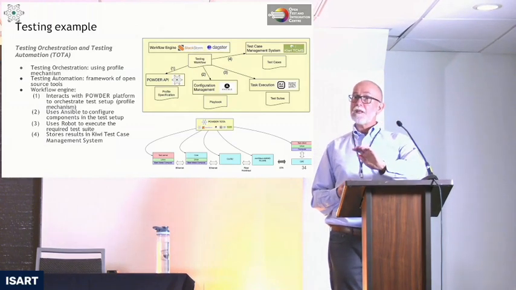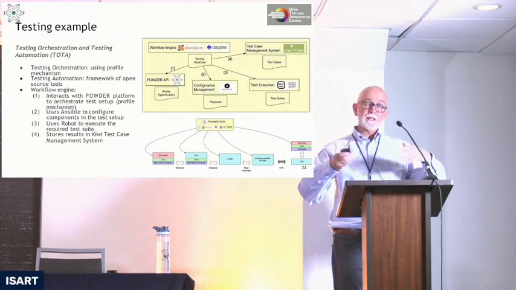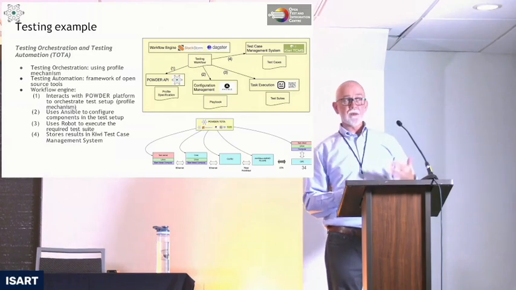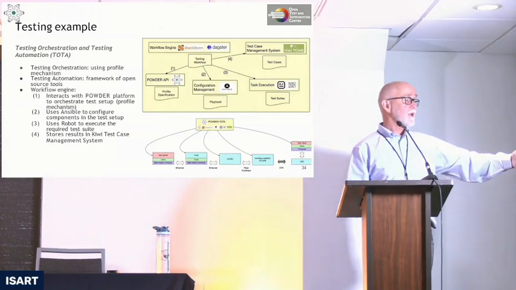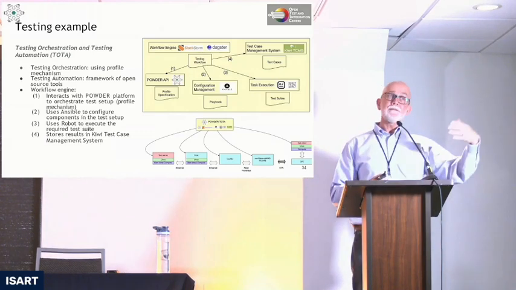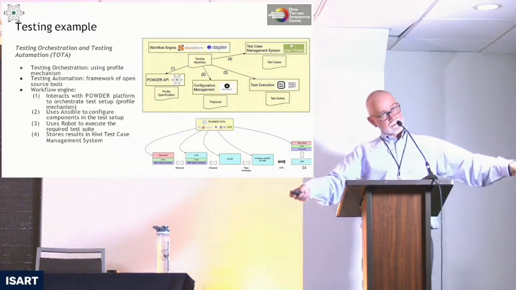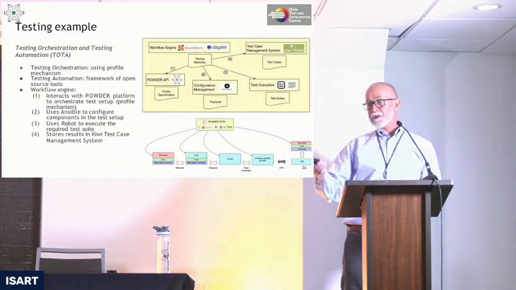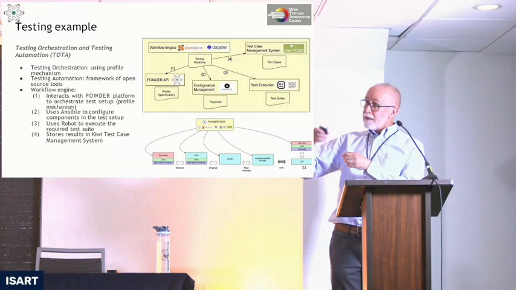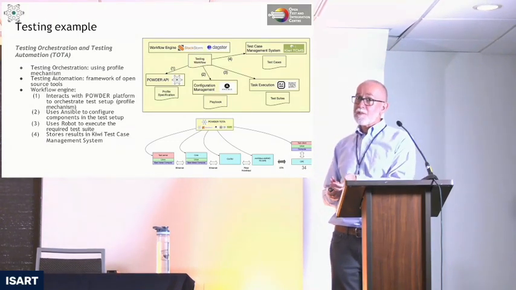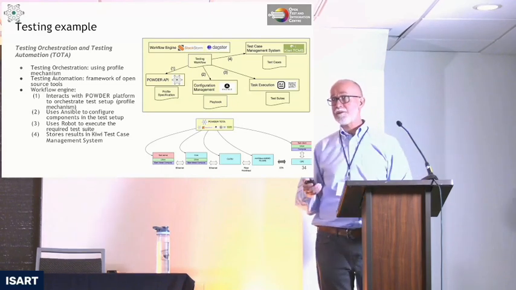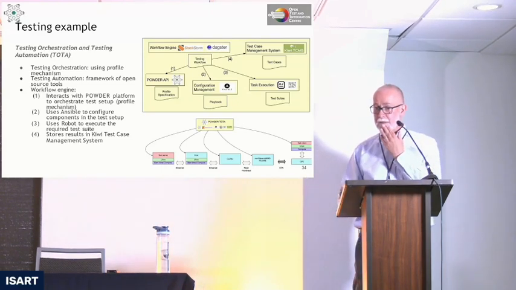But so you'd have a workflow that says, here's the test I want to run. That workflow engine will interface with the Powder platform and set up your experiment, basically select one of these profiles and set it up. And then 2, 3, and 4 is, okay, now I have my experiment set up. Now I modify the configuration, I run my test, I siphon off the results, and there we go.